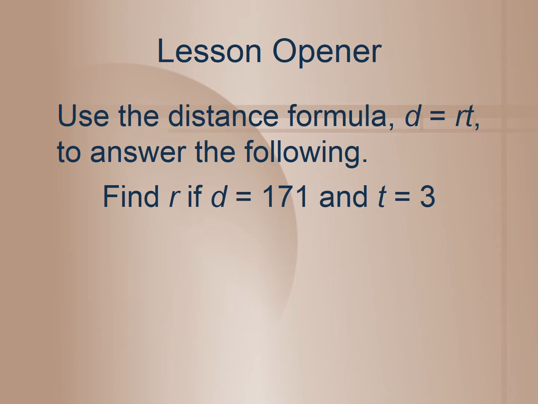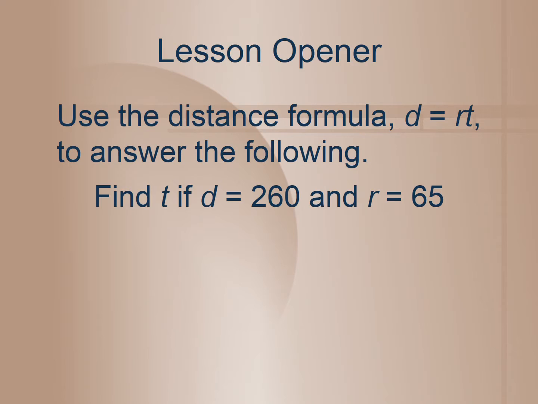Now let's find our rate if our distance is 171 and our time is 3. So this time we have 171 is equal to r times 3. So to solve for r, we divide both sides by 3, and we get 57.